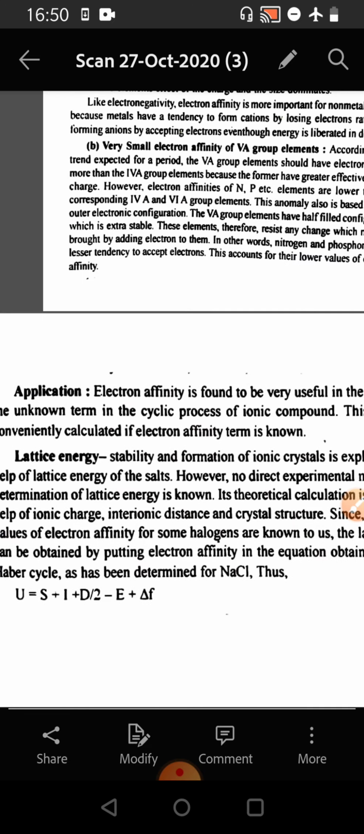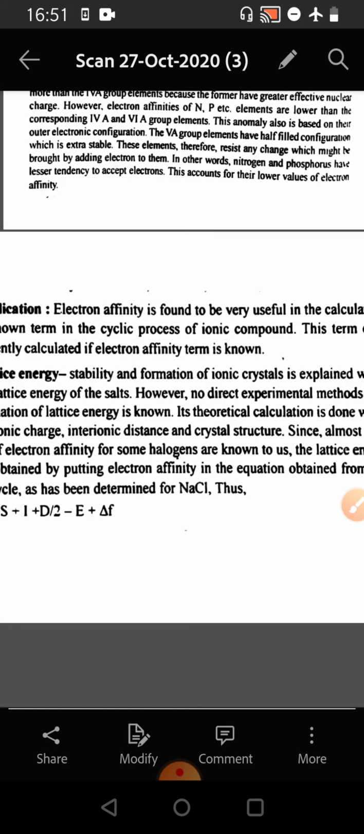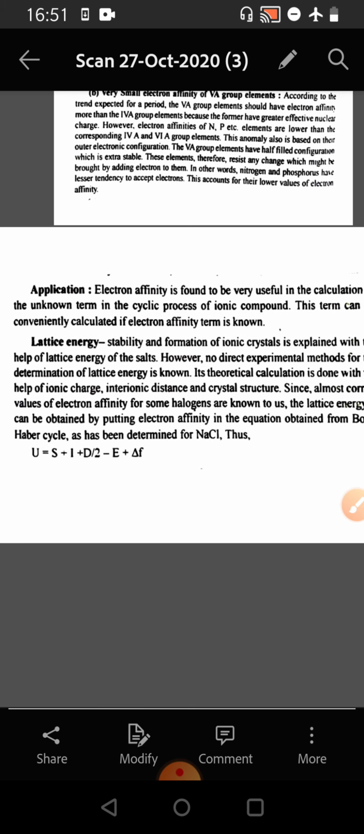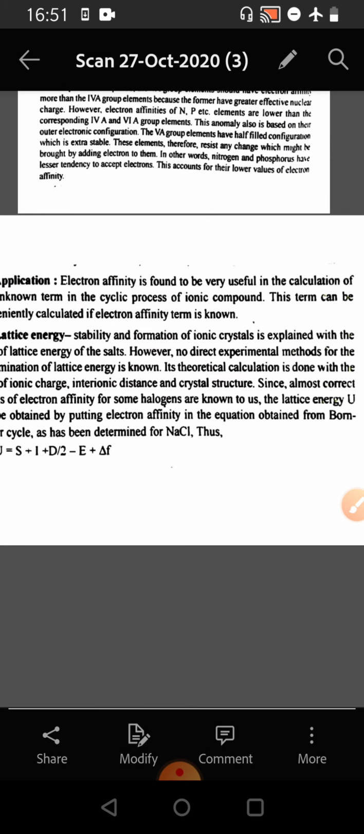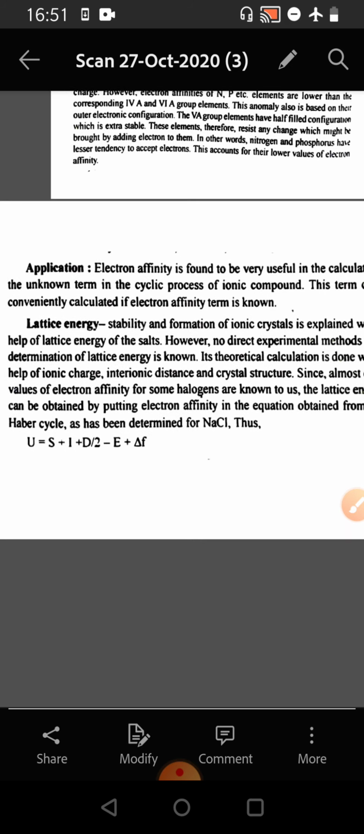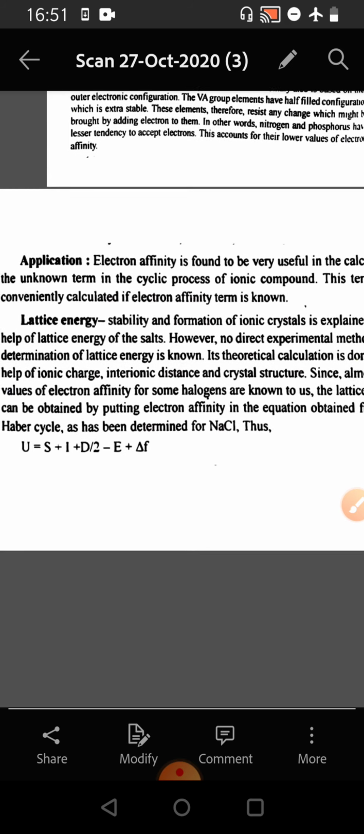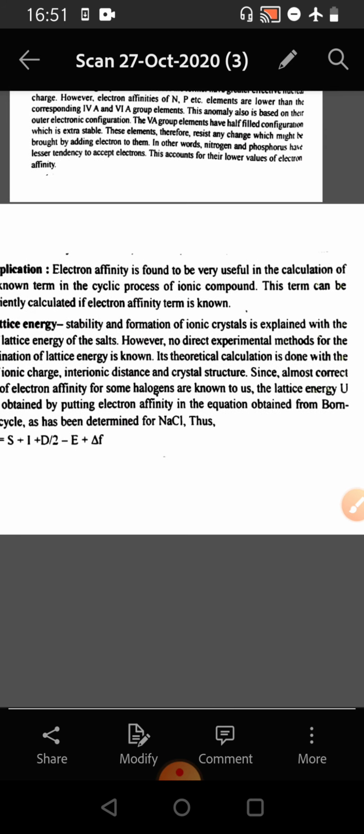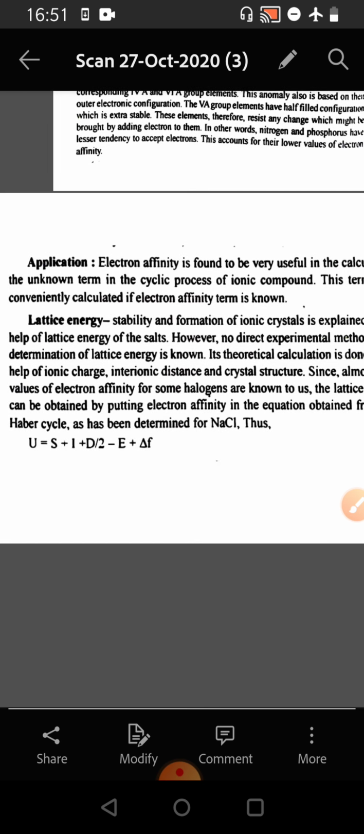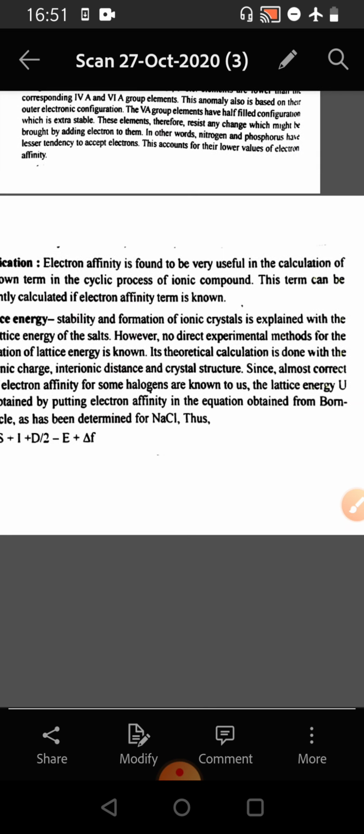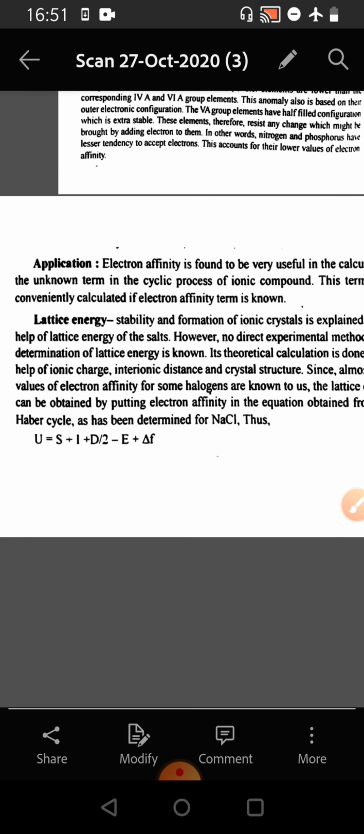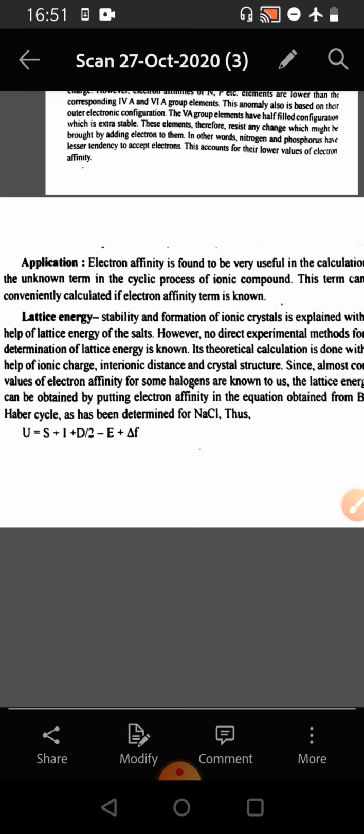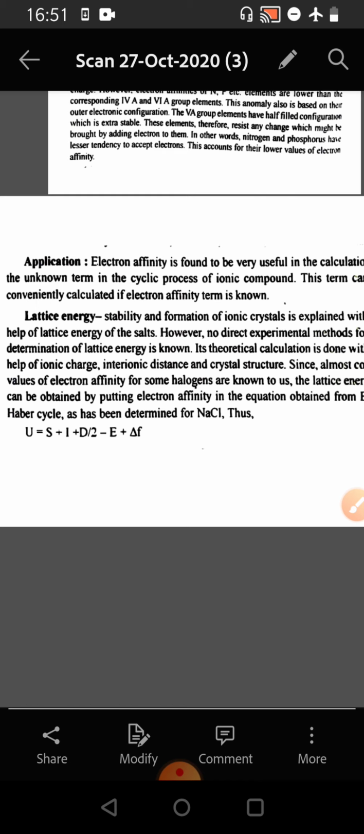Now we come to the application of electron affinity. Electron affinity is found to be very useful in the calculation of unknown terms in the cyclic process of ionic compounds. This term can be conveniently calculated if the electron affinity term is known. For example, lattice energy. Stability and formation of ionic crystals is explained with the help of the lattice energy of the salts. However, no direct experimental method for the determination of lattice energy is known. Its theoretical calculation is done with the help of ionic charge, interionic distance and crystal structure.